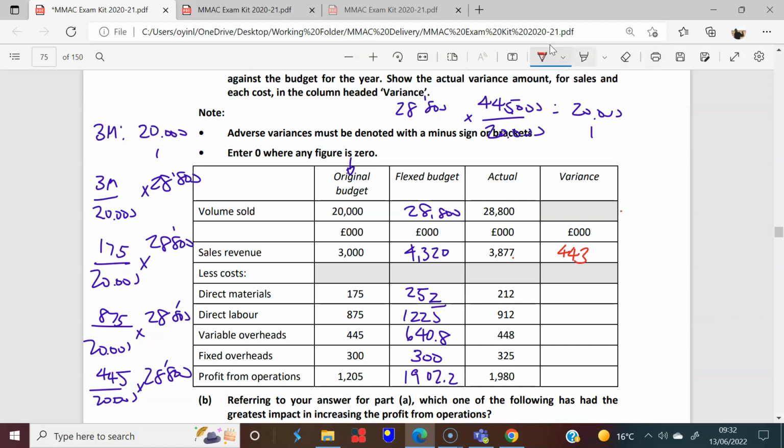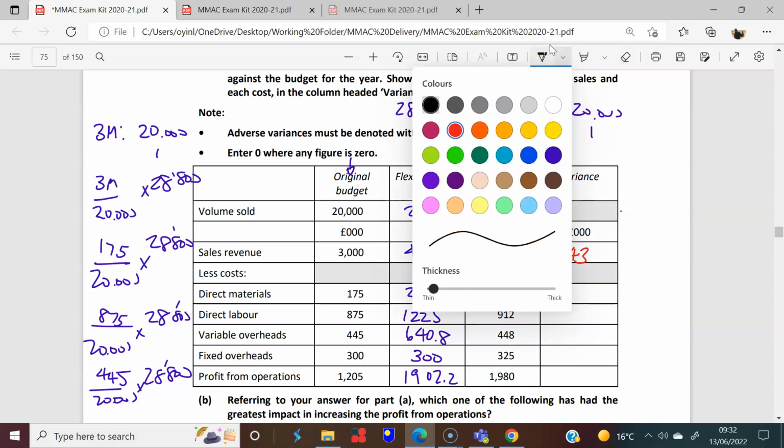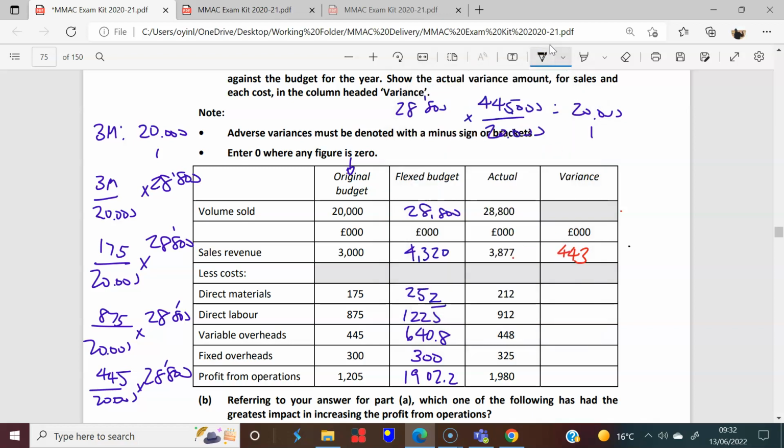You were to spend 252, but you spent 212. So that's favorable, isn't it? Yes, because you spent less than you should have. 252 minus 212, that's 40. Then, in terms of labor, you were to spend this, but you spent 912. That's favorable as well. Minus 912, that's 313, favorable.